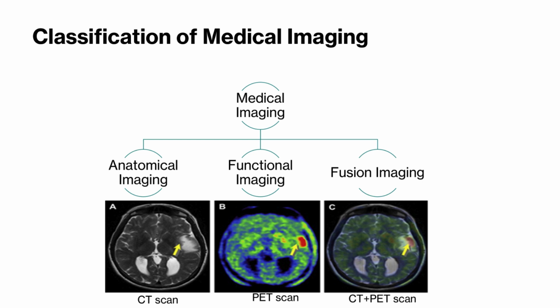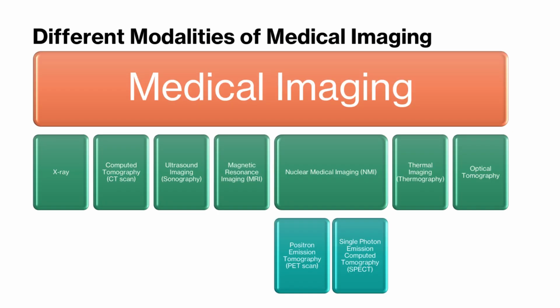Let us move towards different imaging modalities. Different imaging modalities are X-ray, computed tomography, that is CT scan, ultrasound, that is sonography, magnetic resonance imaging, that is MRI, nuclear medical imaging, thermal imaging, and optical imaging. There are two modalities of nuclear medical imaging, which are positron emission tomography, or PET scan, and single photon emission computed tomography, or SPECT scan.